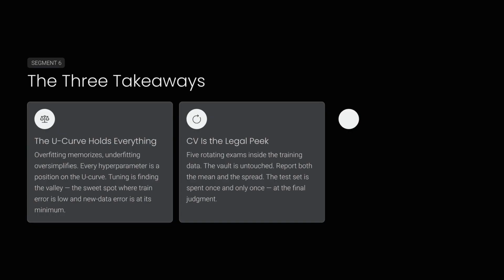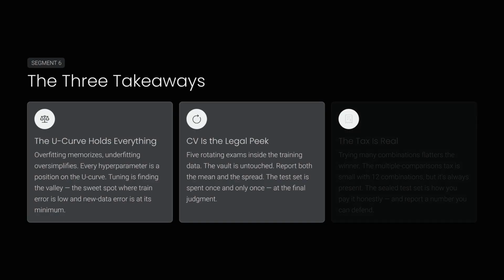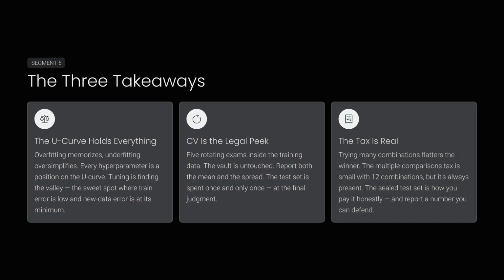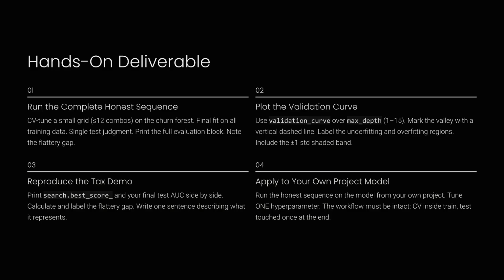To recap, remember these three core takeaways. The U-curve is your map for tuning. Cross-validation is your legal way to peek at performance within your training data. And always account for the multiple comparisons tax when selecting your best model. For your hands-on work, run the complete, honest sequence on your own project. Plot the validation curve to find your model's sweet spot, calculate your flattery gap, and ensure your workflow correctly separates your tuning phase from your final test judgment.